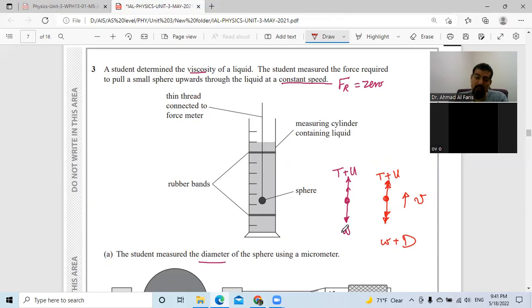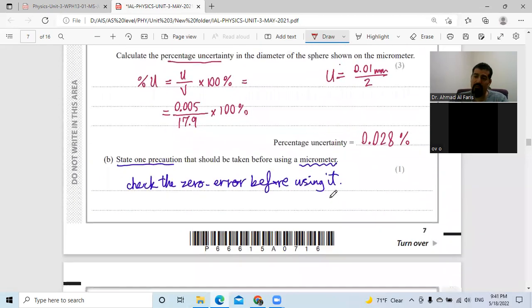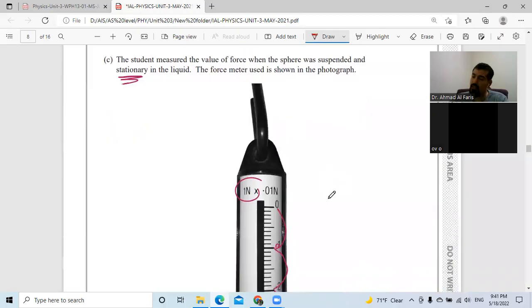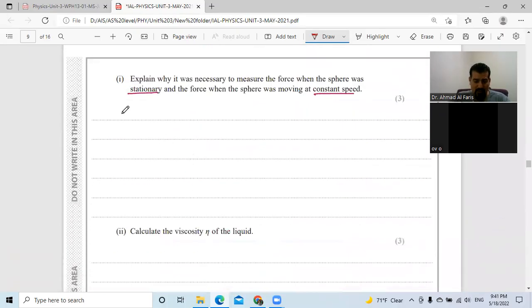Okay, here it was stationary, there is no drag force. And since we need to find the viscosity, I need to know how much is the drag force. So that's why I measure the force before and after, because when it was stationary, there's no drag force. When it's in motion, I know how much is the drag force. So that's why I did this.